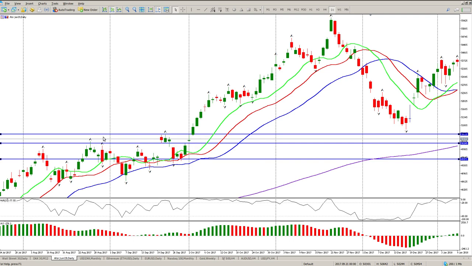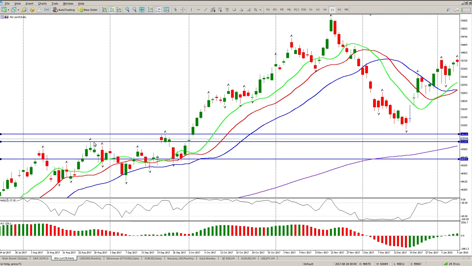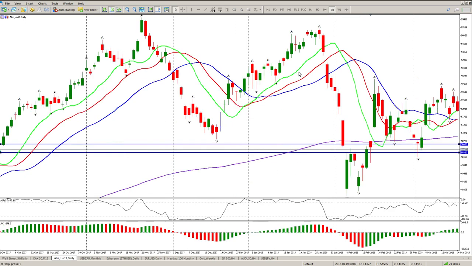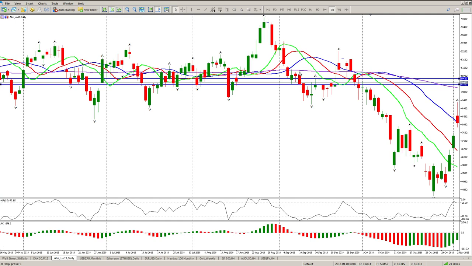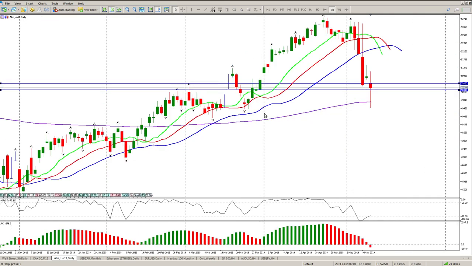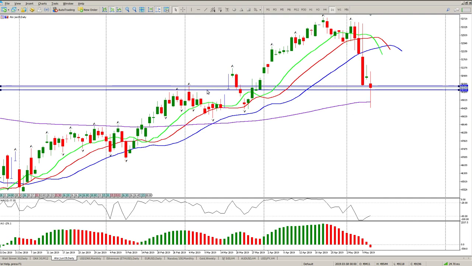There's my first daily level, and there is my second daily level. This one here I'm going to delete. Oops, I was incorrect there. There's my first level, and there's my second level. So those levels are pretty much broken. We are below that level.